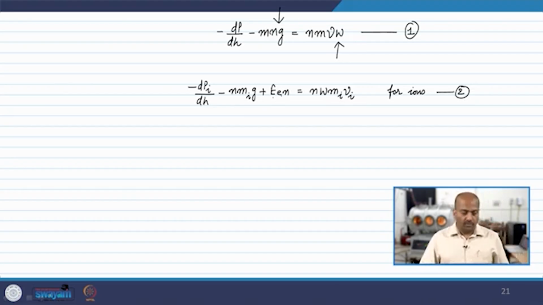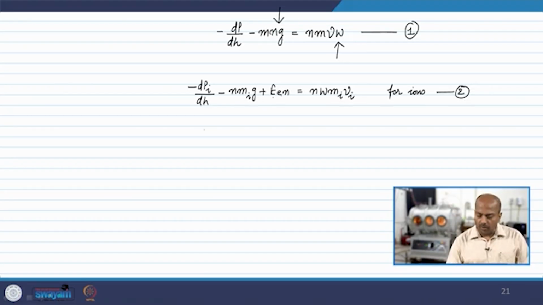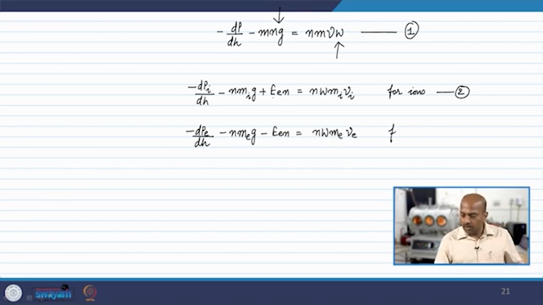and on the right hand side you have the collisional force. So, similarly, we can also write an equation for the electron: dpe by dh minus n me g minus e E n is equal to n w me mu e. This is for an electron. So, we call this equation number 3.